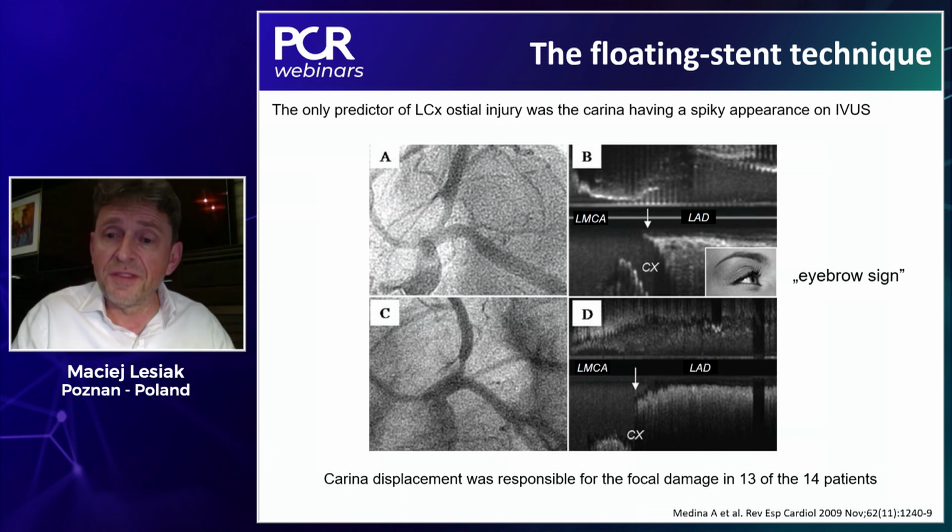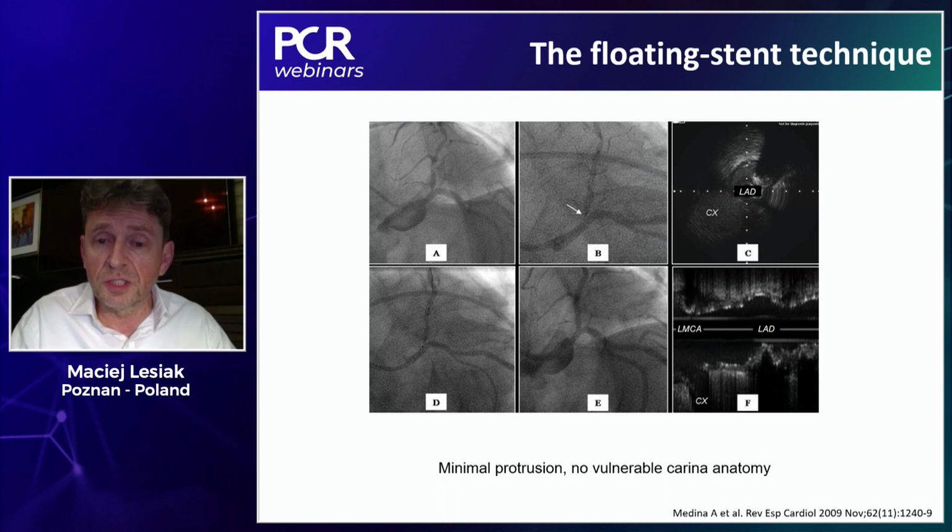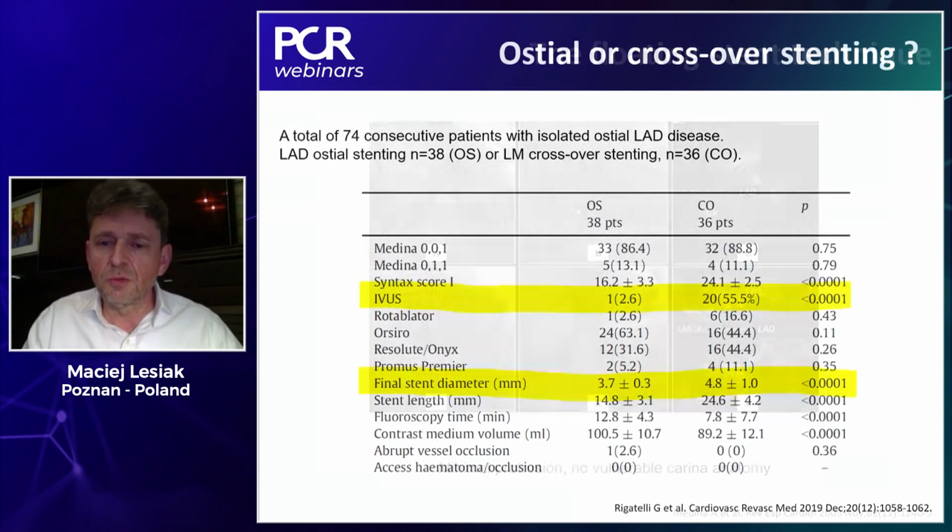They found a very clear predictor of side branch compromise, which is the vulnerable shape of carina. They call it a spiky carina or eyebrow sign. If you see a very spiky, sharp carina, which occurs mostly in narrow angle bifurcation, then the risk of compromise was high. When the carina shape was blunt, not very spiky, they could obtain very good results. That's one example where there was no vulnerable anatomy. And the result, as you see, with just ostial stenting with deliberate protrusion of the LAD stents into the left main, was quite good.